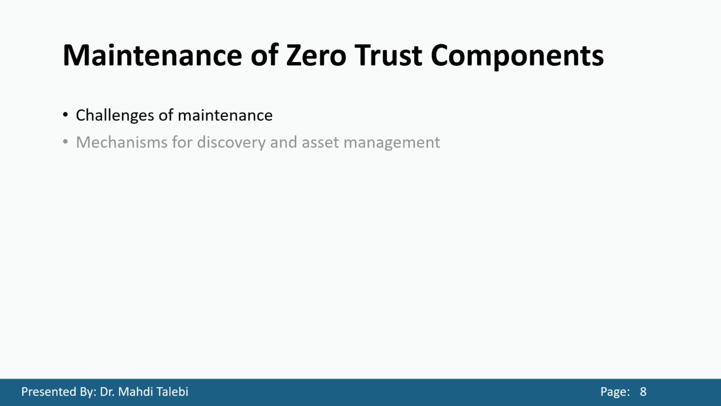One of the most significant ongoing challenges organizations face in their zero-trust journey is the maintenance of the zero-trust components and best practices. Maintaining effective mechanisms for discovery, asset management, and policy formulation is crucial to the lasting success of a zero-trust model. Consistent updates and refinements to security policies are necessary to ensure they remain effective, enabling organizations to adapt to new threats and operational changes.